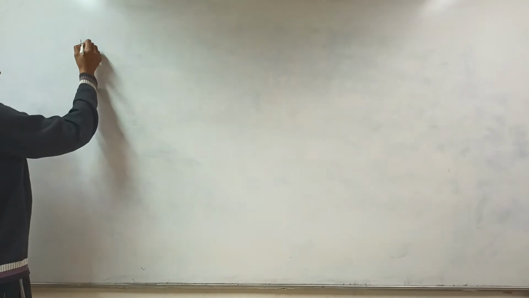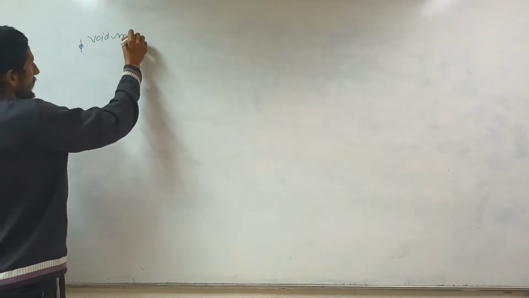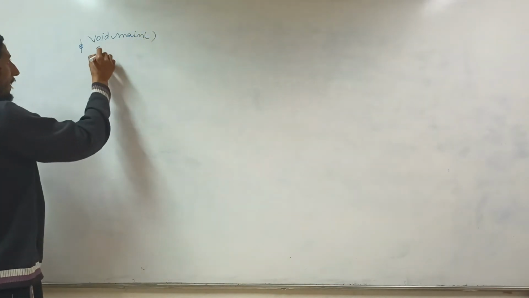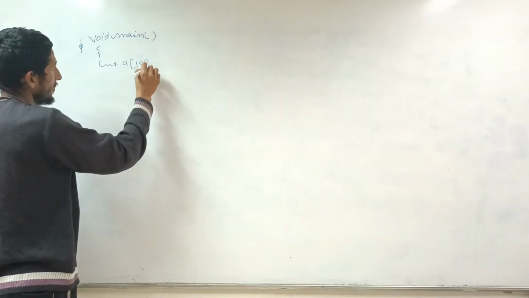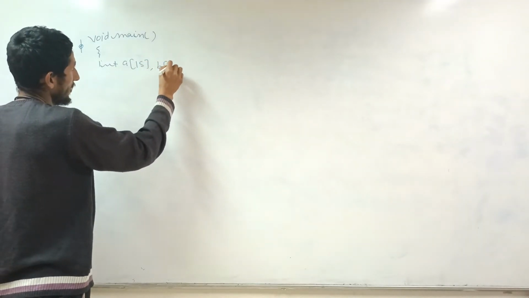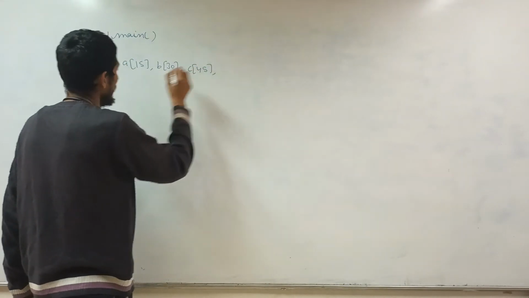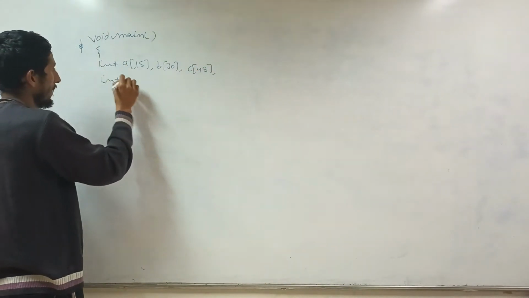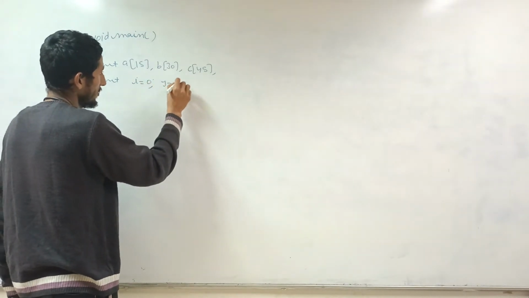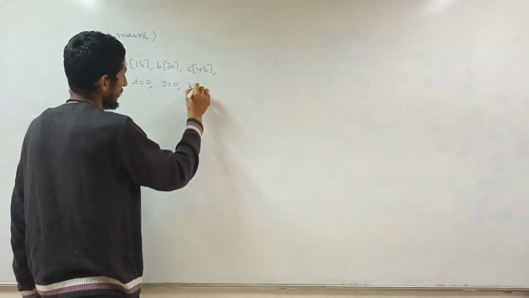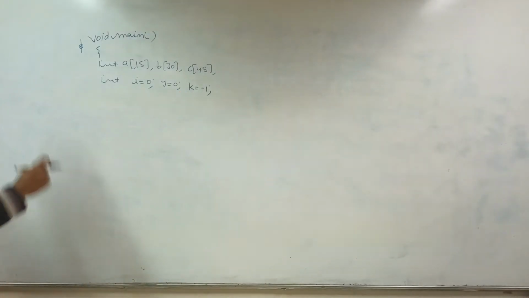Let me start with void main. Let me take variables int A[15], B[30], C[45], the maximum size being 45. Let me take a couple of variables: int i = 0, j = 0, and k = -1. Okay, let me explain why I have taken -1. I will explain it later.